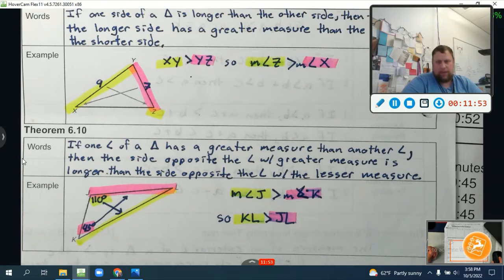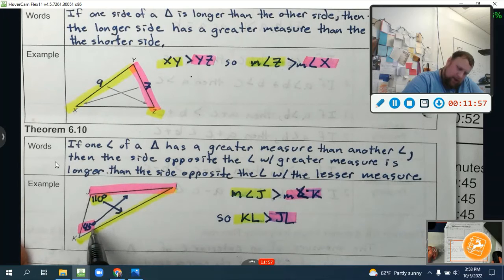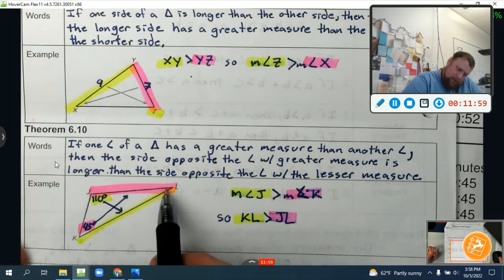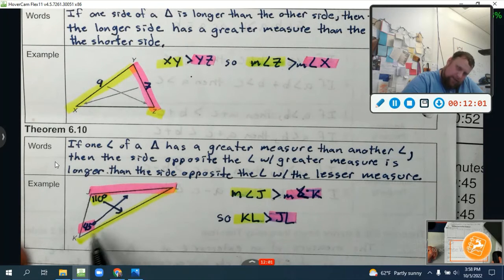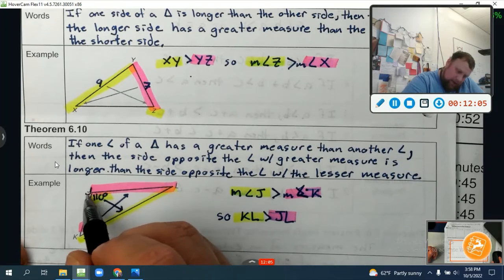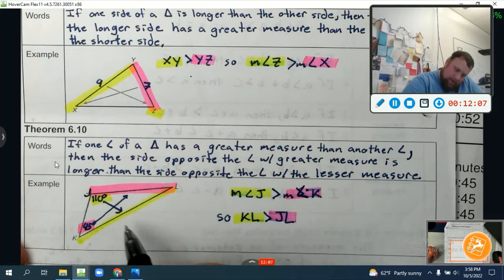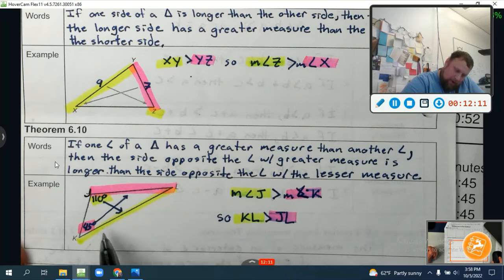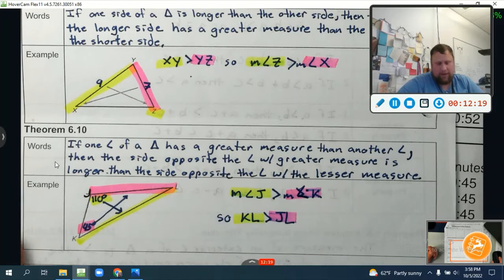So what are we saying here? Look at this smaller angle is opposite a smaller side. This larger angle is opposite a larger side. So the measure of angle J, which is right here, is greater than the measure of angle K. Therefore, the side opposite of J, which is KL, is going to be greater than the side opposite of angle K, which is JL. We're going to use that to great effect. Again, pause this, write it down. Let's roll.